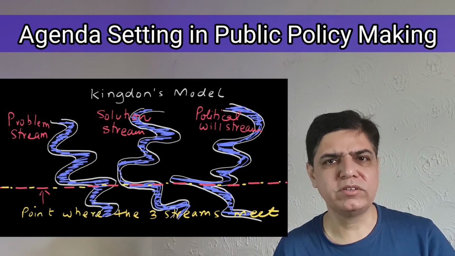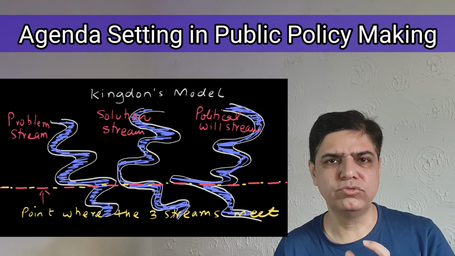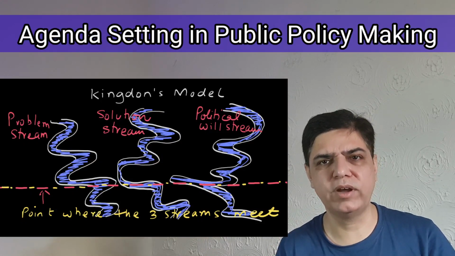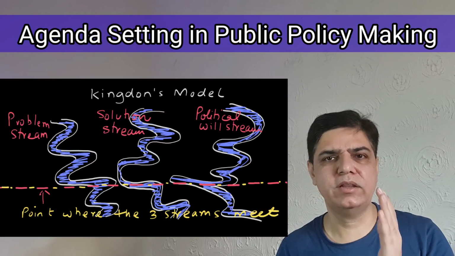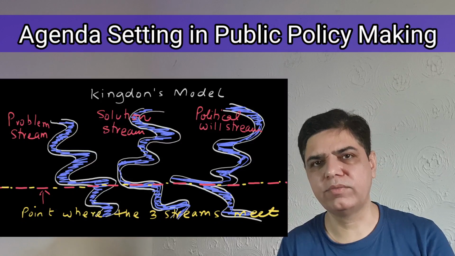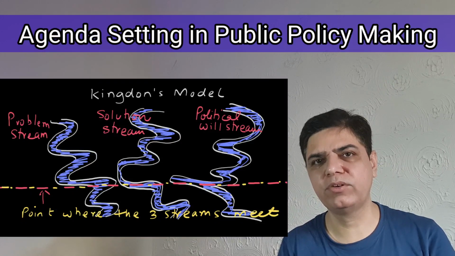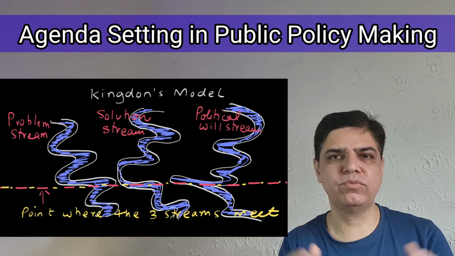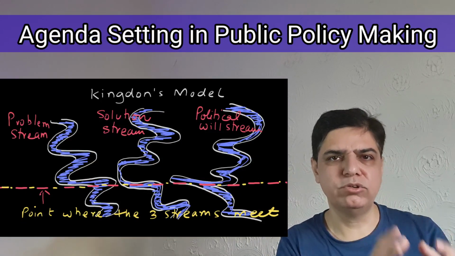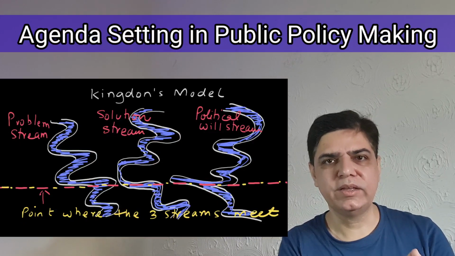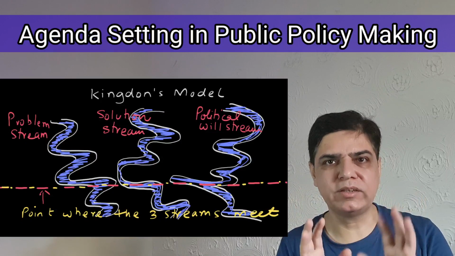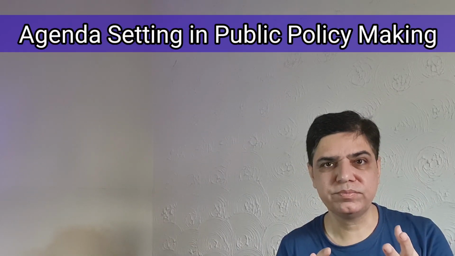So the Kingdon model says that only those issues would be highlighted on the agenda list where these three rivers come close to one another. So the problem river, the solution river and the political will river come close to one another, where they either intersect, or even if they're not intersecting, they come very close to one another. So at that point in time, whatever problem along with its solution and its political will is there, that would be taken up on the agenda. So that would be the issue that the government would want to address.